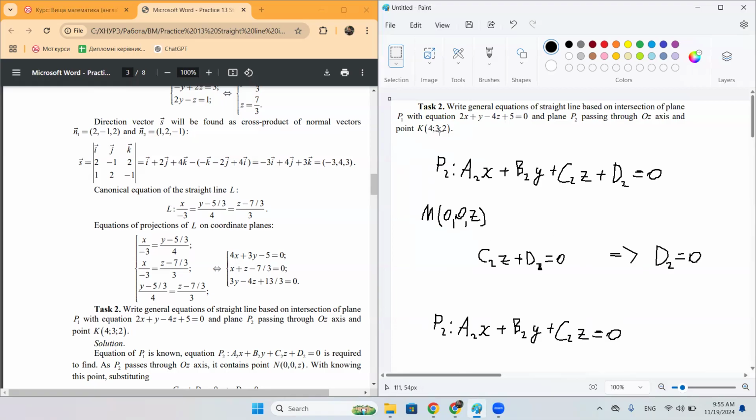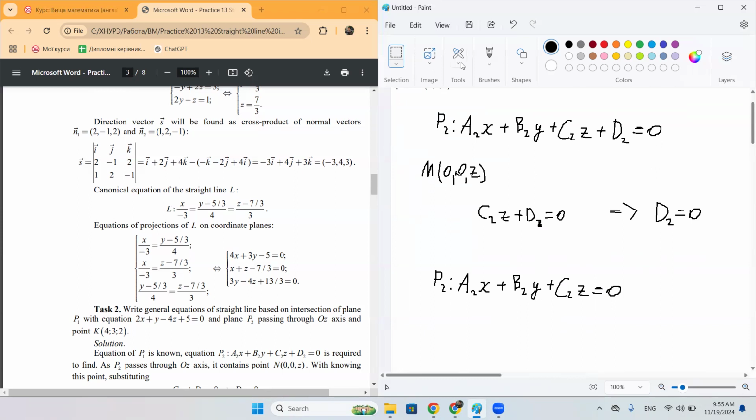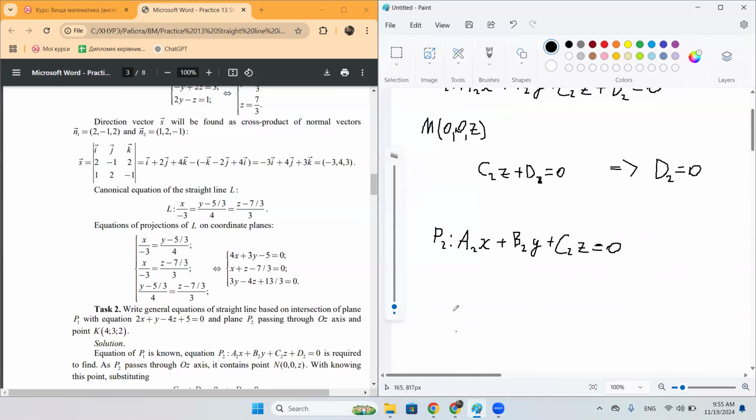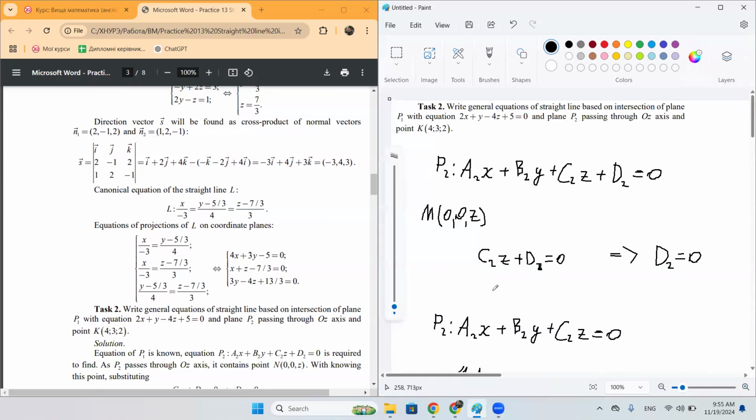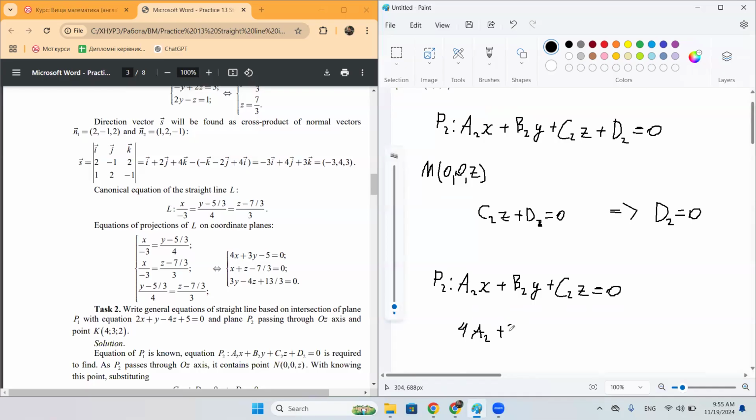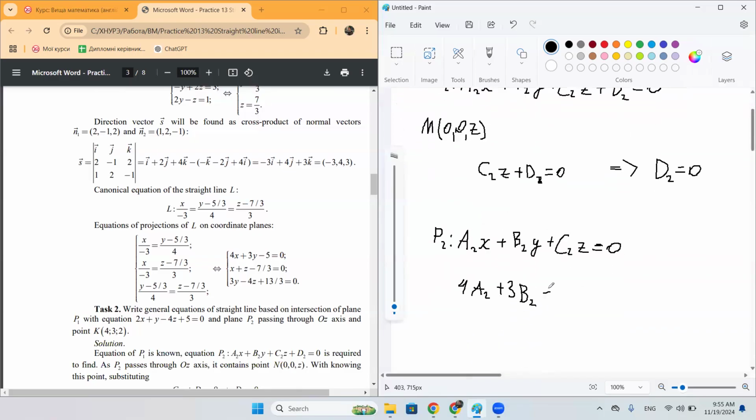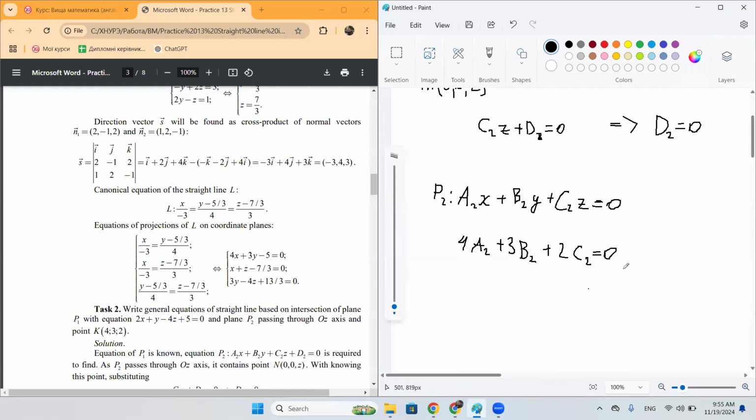And we know that it passes through the point K. So what do we have now? So for A2 plus 3B2 plus 2C2 equals 0. So now we need to find these coefficients.